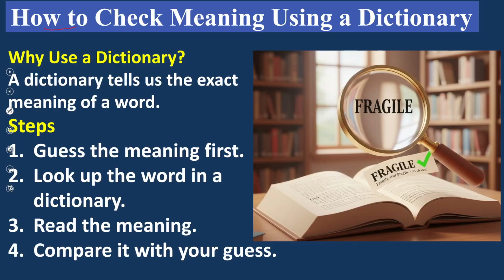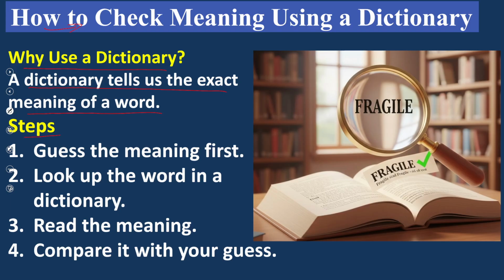How to check meaning using a dictionary. After using contextual clues, we should move to the next process, that is confirmation. For the confirmation, we have to move to the dictionary. Why use a dictionary? Definitely, it is very clear, very obvious. A dictionary tells us the exact meaning of a word.